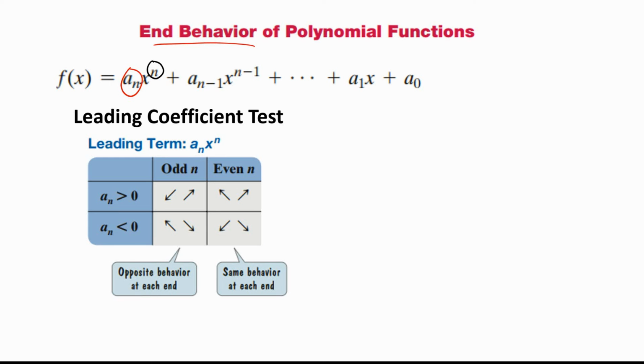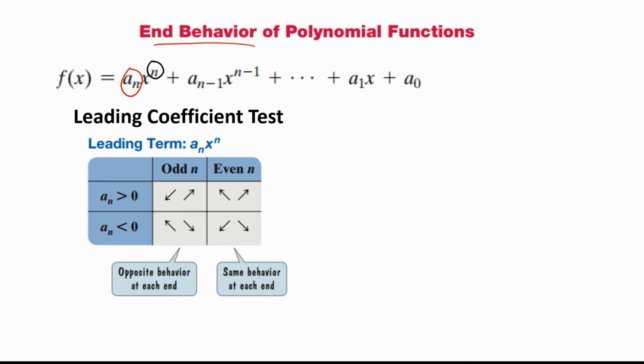First, we consider if n is odd. If the leading coefficient is positive, then the graph would fall to the left and rise to the right. I'll give you an example of that. Again, if the degree is odd and the leading coefficient is a negative number, then it's going to rise to the left and fall to the right.